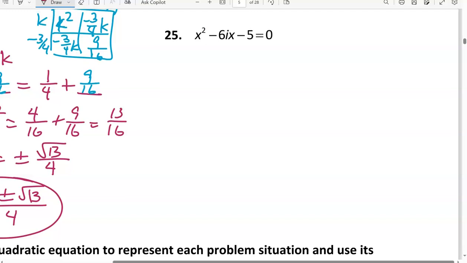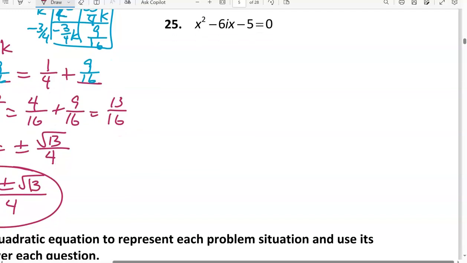In 25, we have a coefficient that's imaginary. Never fear, it'll still work. Okay, so x squared minus 6ix plus blank is equal to 5 plus blank.